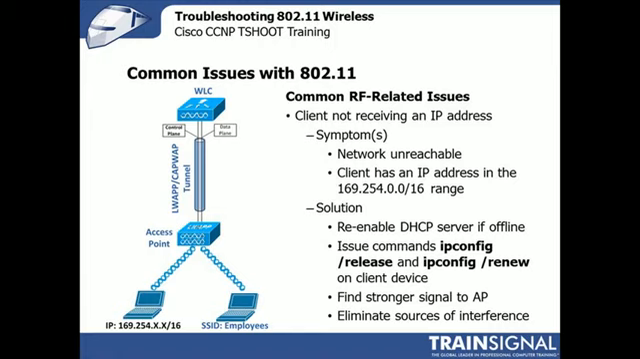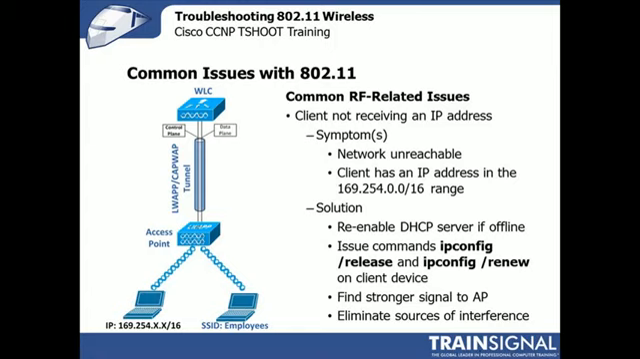169.254.0.0/16 range, which is sometimes called the Microsoft Windows auto configuration address. It basically means that since it can't get an address, it makes one up on its own in that range. It's supposed to be a feature that helps, but most of the time it's just annoying. As for the solution, first, you may have to re-enable your DHCP server if for some reason it's offline or not functioning.